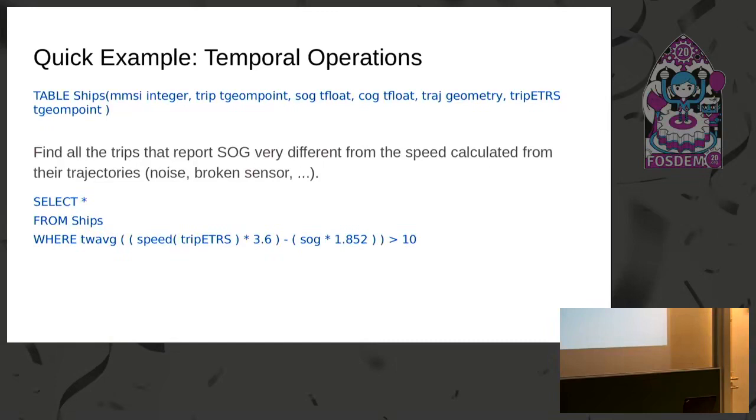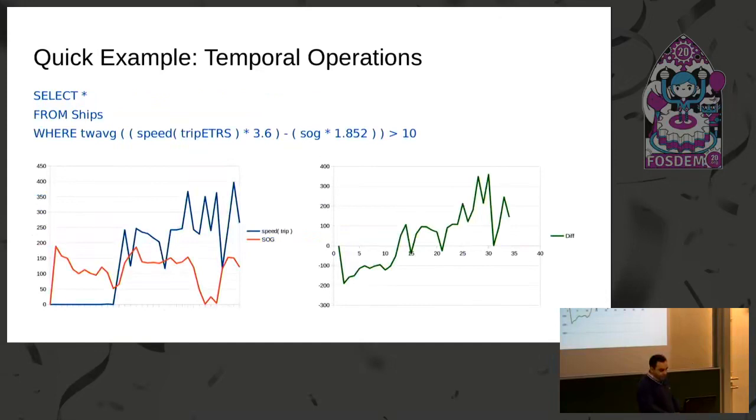I don't know why the query should be interesting. I thought it's interesting, so I tried it: get everything from the table ships, and then perform a minus between the 2 speed components. We convert both to kilometers per hour, and then apply a minus. This minus is a temporal minus between 2 temporal floats. So it's going to be calculating the difference at every time instant and producing a temporal float. And the time-weighted average will summarize this temporal float into a single float and compare if the speed difference is greater than 10, then show me this trip.